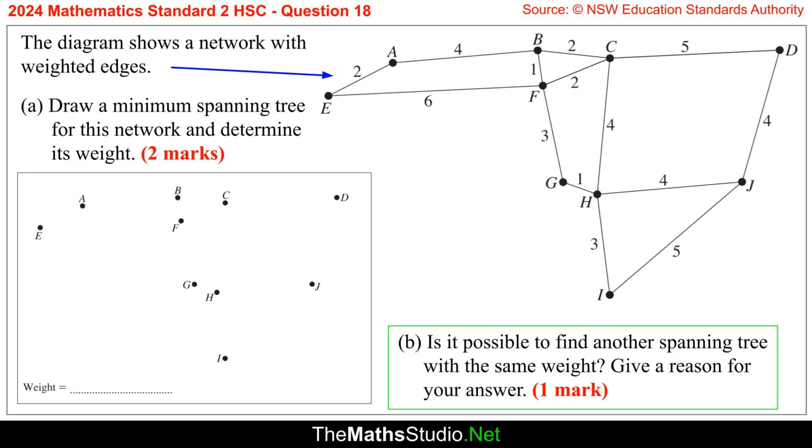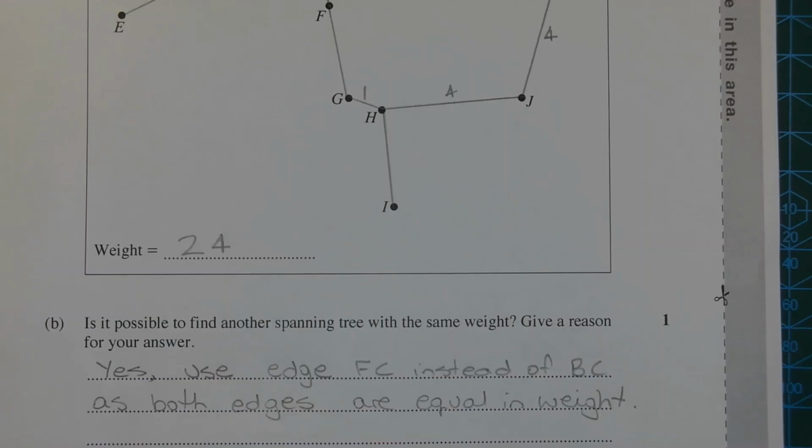Part B. Is it possible to find another spanning tree with the same weight? Give a reason for your answer. Yes, it is possible to find another spanning tree with the same weight, and in this instance, we could use edge FC instead of edge BC, as both edges are equal in weight.